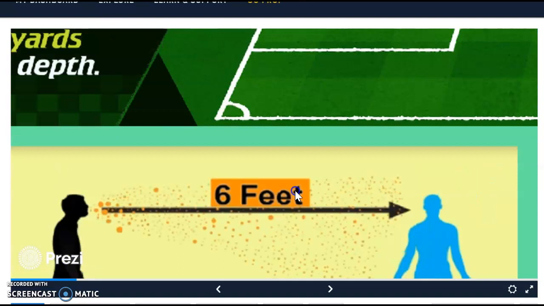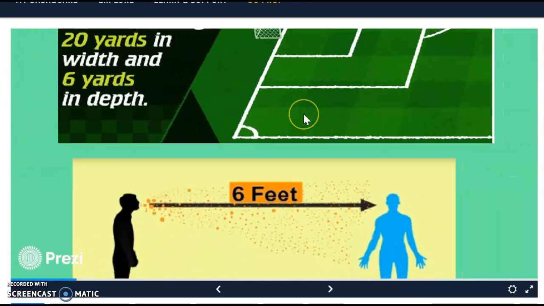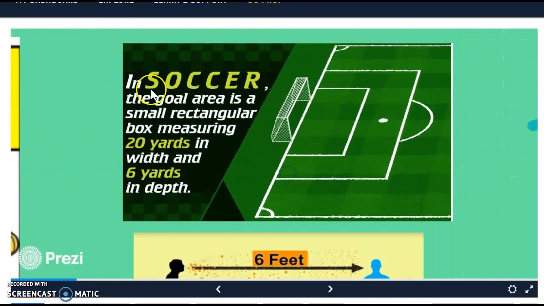If you're going over even larger distances, such as in soccer, the goal area is a small rectangular box measuring 20 yards in width and 6 yards in depth. So this is the goal area, this box, and because the length is bigger, we don't use inches or feet for it. We can always convert, but then the number is going to be so big. We use yards to measure that.